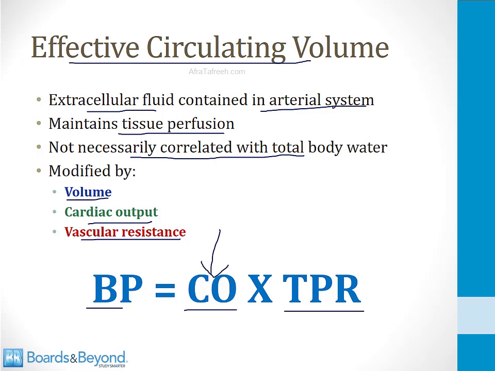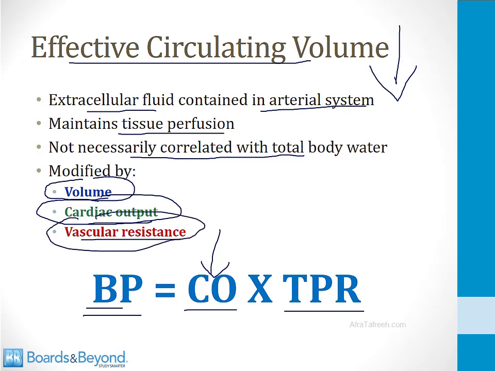The cardiac output can go down when there's not much volume in the body, and this cardiac output can also go down if there's a problem with the heart and there's low cardiac output. Both of these lower the blood pressure. They also lower the effective circulating volume. And then anytime the vascular resistance is reduced, that will lower the blood pressure. That also can lower the effective circulating volume.